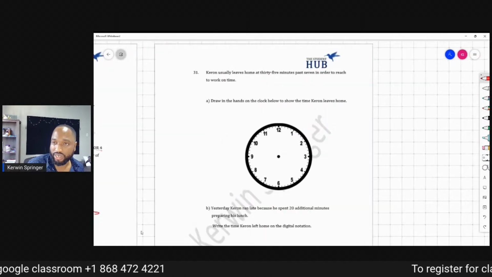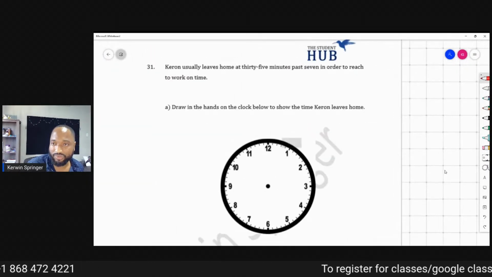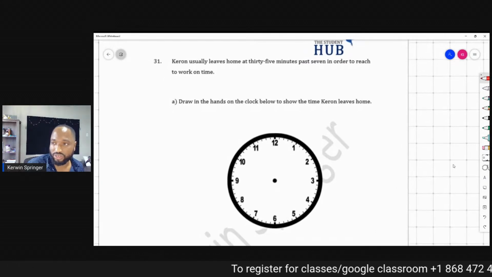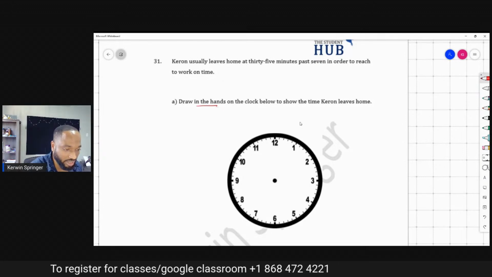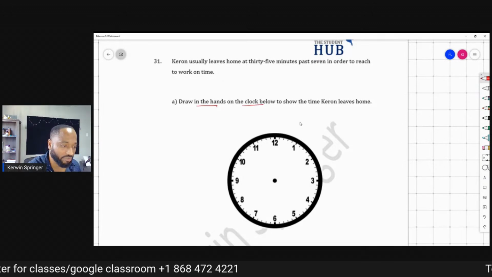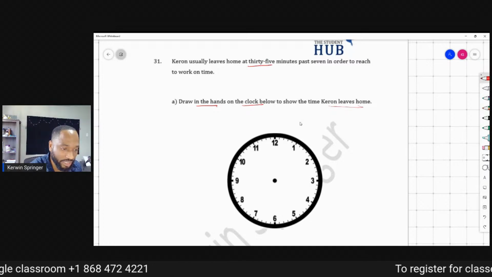Let me go with the next one. Karen usually leaves home at 35 minutes past 7 in order to reach work on time. Draw the hands on the clock below to show the time when she leaves home. 35 minutes past 7.